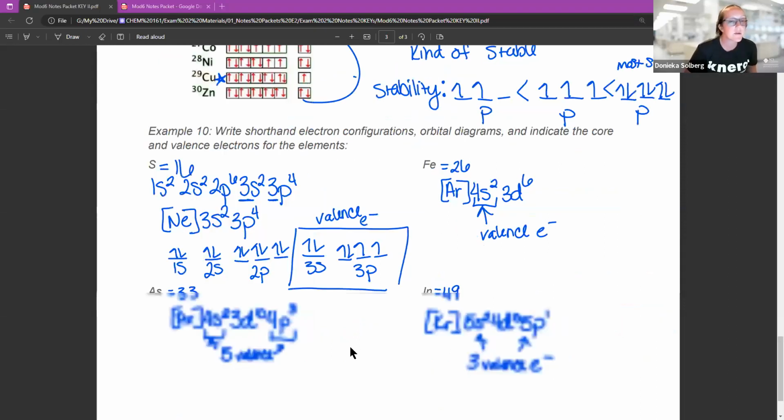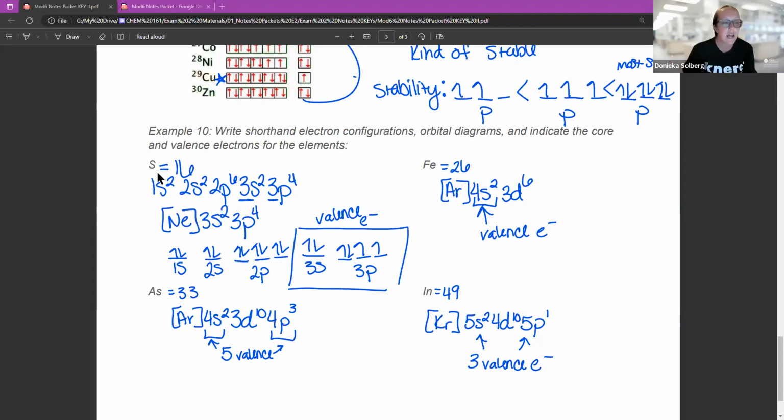So for example, number 10 here, I want you to write the shorthand electron configuration, so that's the noble gas finish, and the orbital diagram, so that's with the arrows, and I want you to indicate the core and the valence electrons based on those definitions we just went over, for sulfur, iron, arsenic, excuse me, indium. I'm going to talk through sulfur and then you can do the others, okay? So sulfur is number 16 on the periodic table, so that means it's going to have 16 electrons unless I say otherwise, if it's got a charge or something.